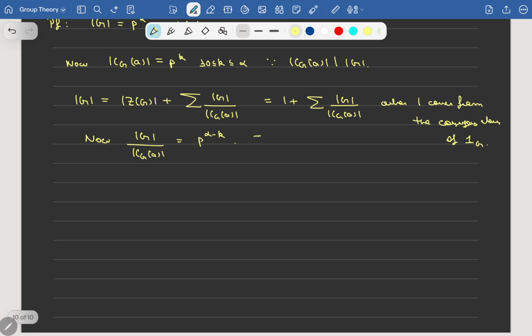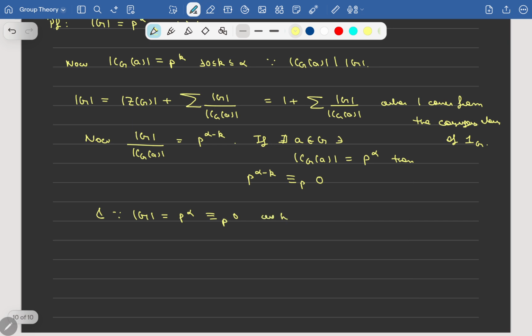But then observe that if there does not exist an element A in G such that the order of the centralizer of A is exactly equal to p to the power alpha, then p to the power alpha minus k, this particular term, is always divisible by p, so it's congruent to 0 mod p, and because alpha minus k will not be 0, it will be some prime power, okay, which is congruent to 0 mod p.